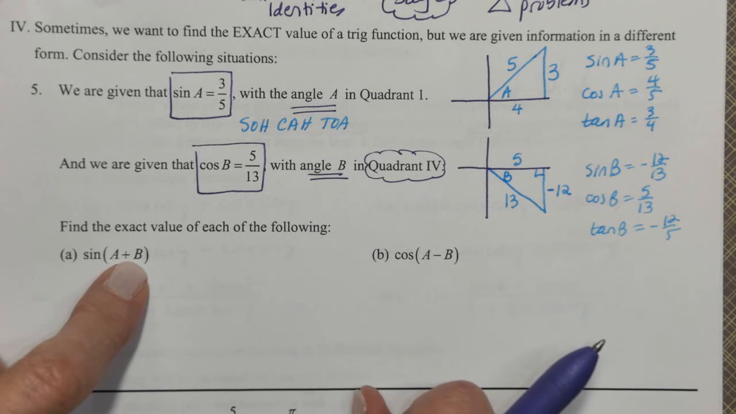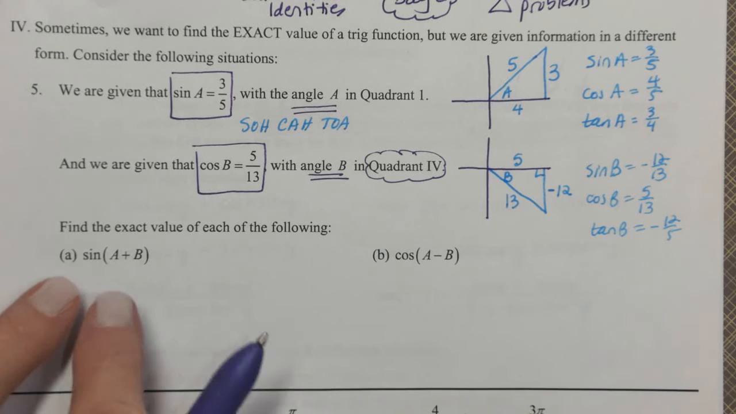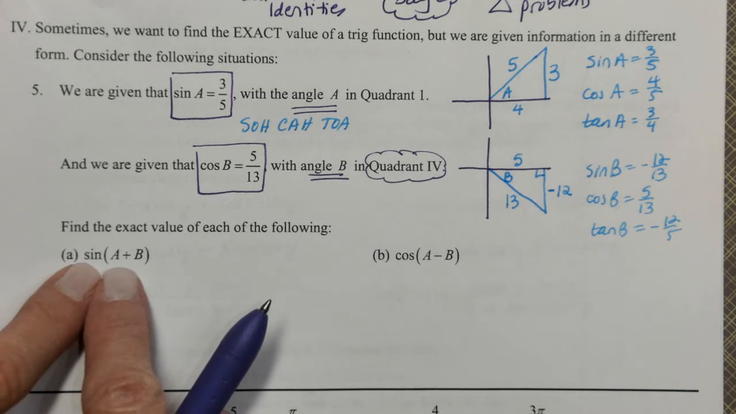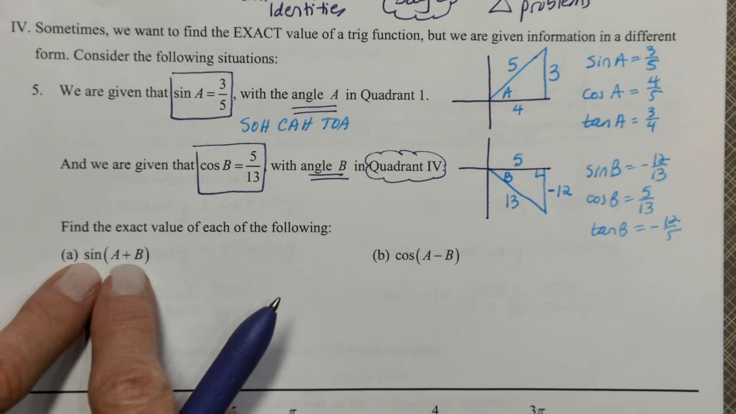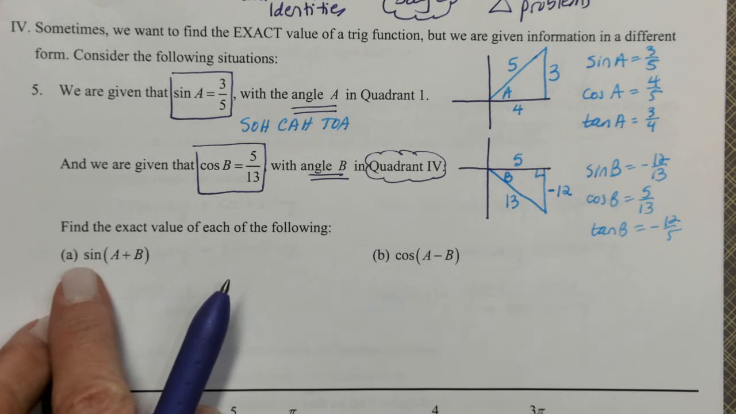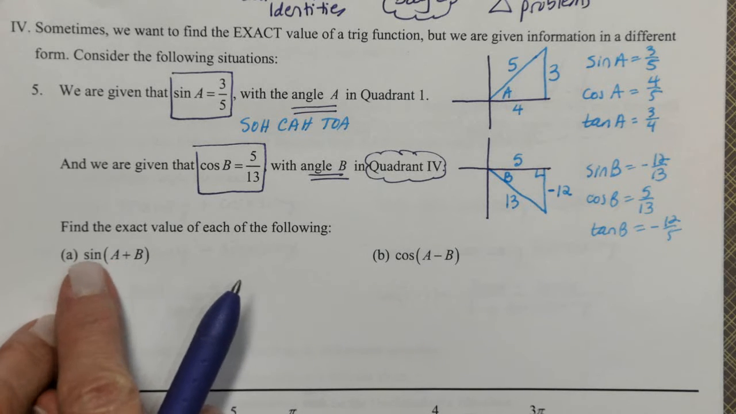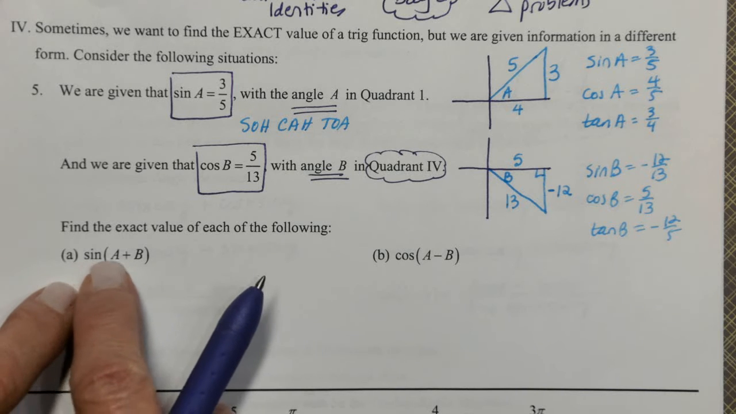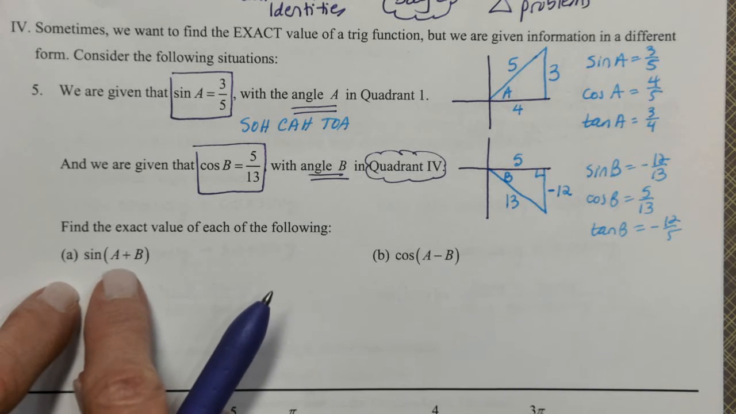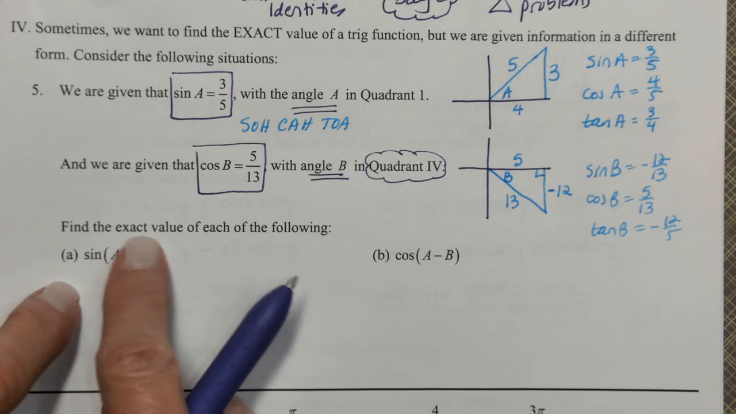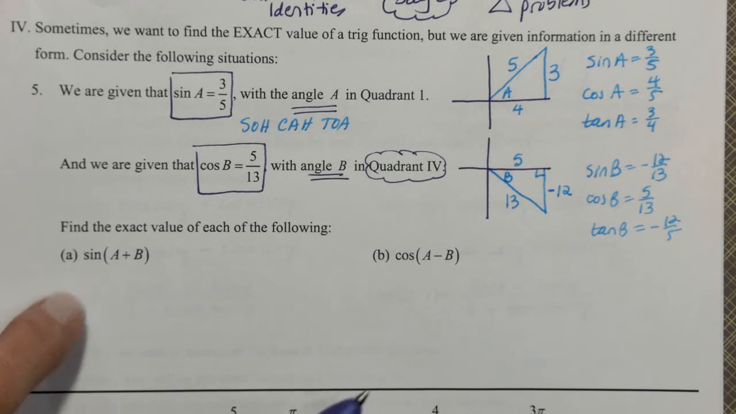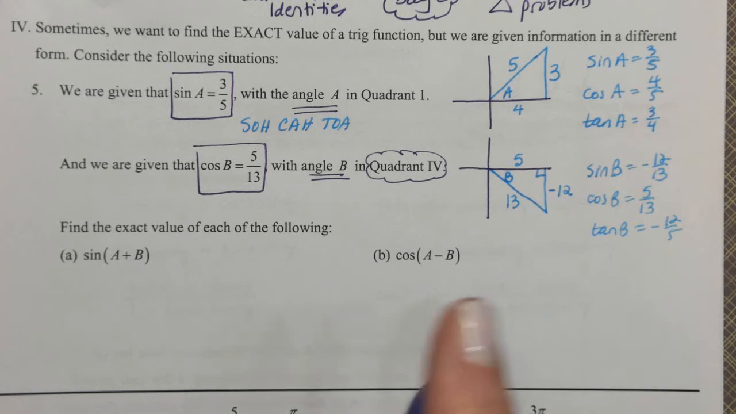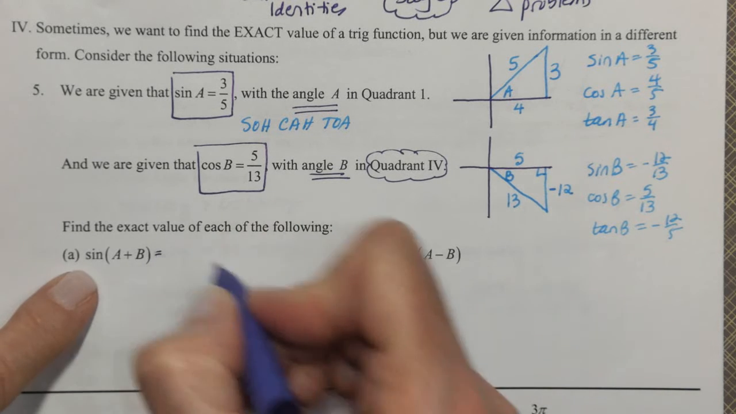I'm shocked that I didn't mention this on video, because I certainly mentioned it in class when I taught this. But know that sine of A plus B is not just sine of A plus sine of B. You cannot distribute the sine to those 2 angles. This is an argument on sine. You cannot distribute there. We must use our identities.